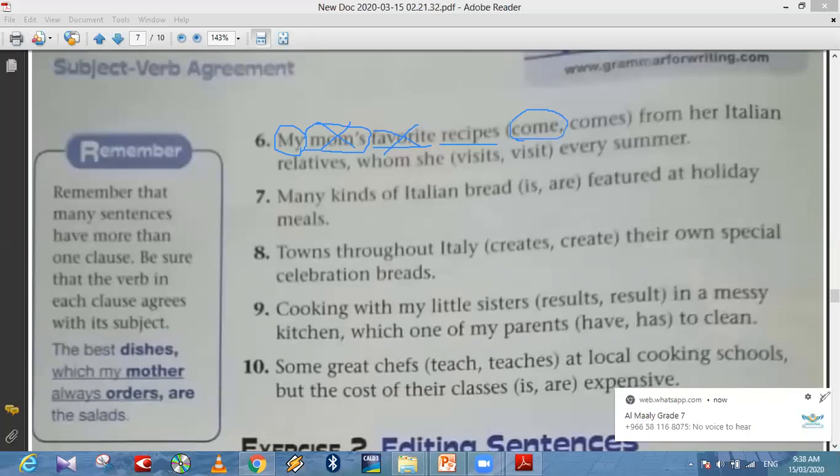From her Italian relatives whom she visits, very easy. What is the simple subject here? She. Singular subject, singular verb. Visits. Visits, that's right. Thank you, Ahmed. Welcome.